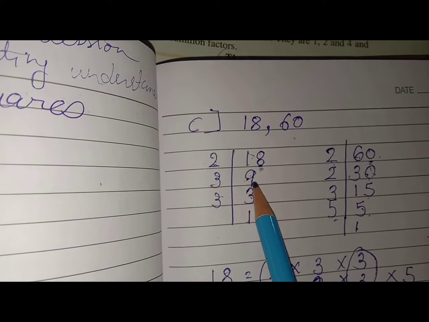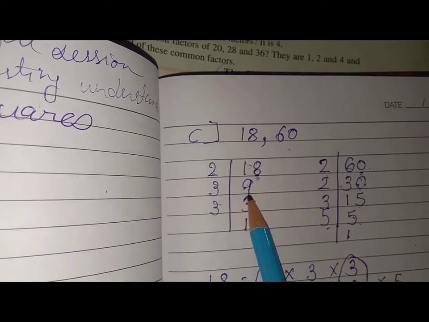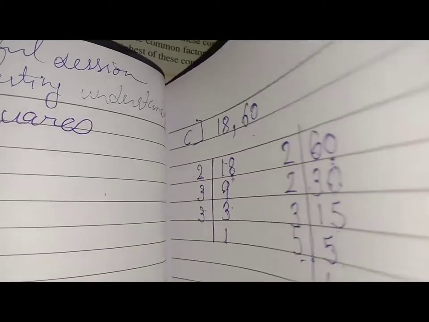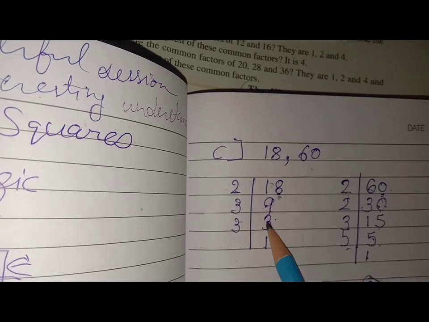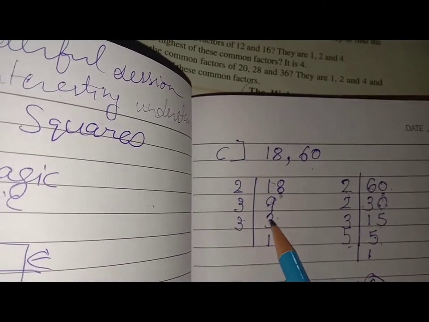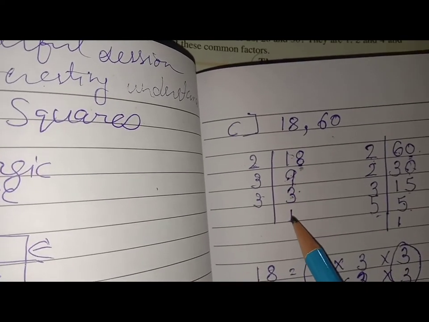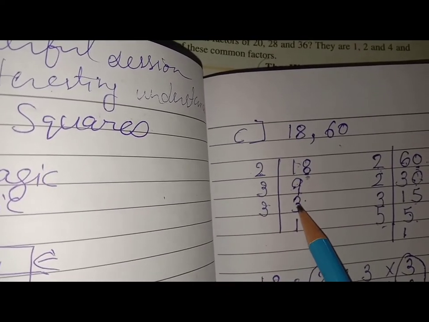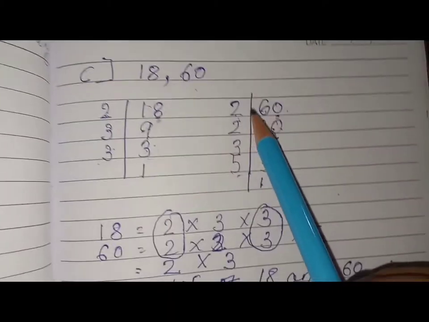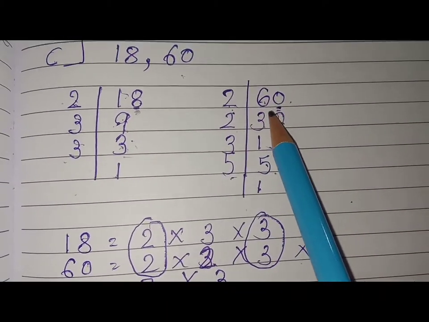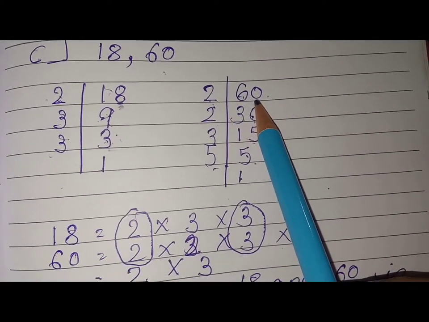Now in the same way, 9 is an odd number but it is not a prime number. So it is divisible by 3. So 3 3s are 9. And again 3 is a prime odd number. So 1 3s are 3. Now the next one, 60. Again 0 is given, so it is divisible by 2. So what is the half of 60?